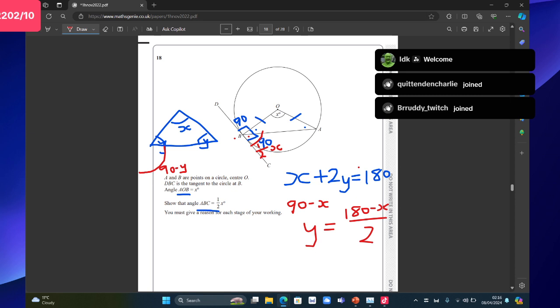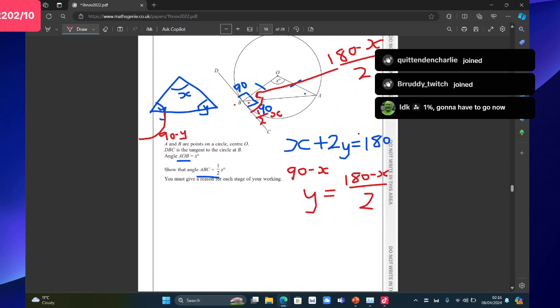So this angle is equal to 90. This angle here is going to be (180 minus x) over 2, because this is the base angle of my isosceles triangle. And to work out ABC, it'll be 90 minus this, so 90 subtract y.